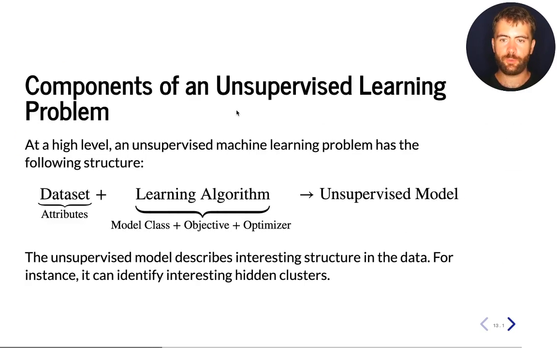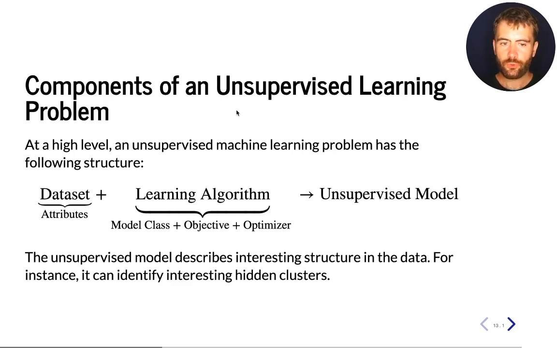So to begin, I again want to revisit the components of an unsupervised learning problem. As I mentioned earlier, the structure is, at a high level, similar to that of supervised learning. We have a data set and an algorithm. We run the algorithm on the data set, and the result is a model, an unsupervised learning model, that we can use to learn interesting structure in the data.